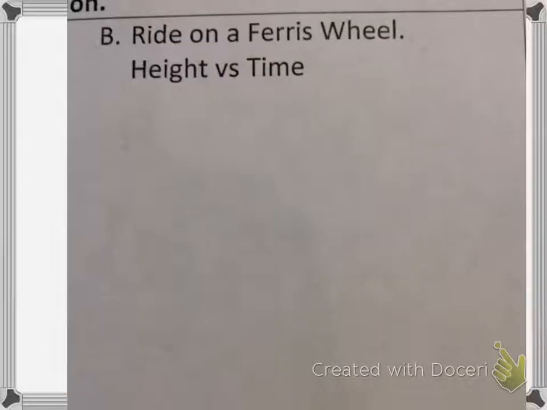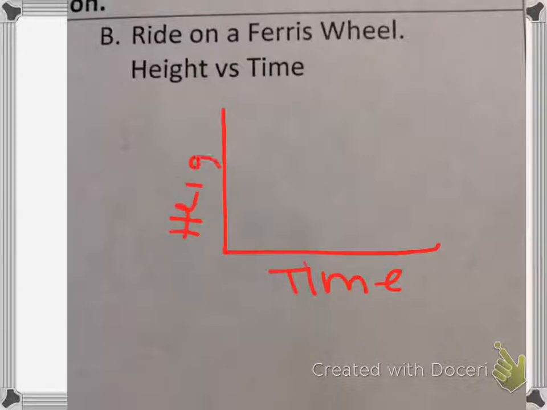All right, this is a ride on a Ferris wheel. It's going to be height versus time. So we can go time on this, and then height over here. And again, like I said, you guys, not everybody's is going to be the same. We're just going to do our best that we can here to kind of describe what's going on.